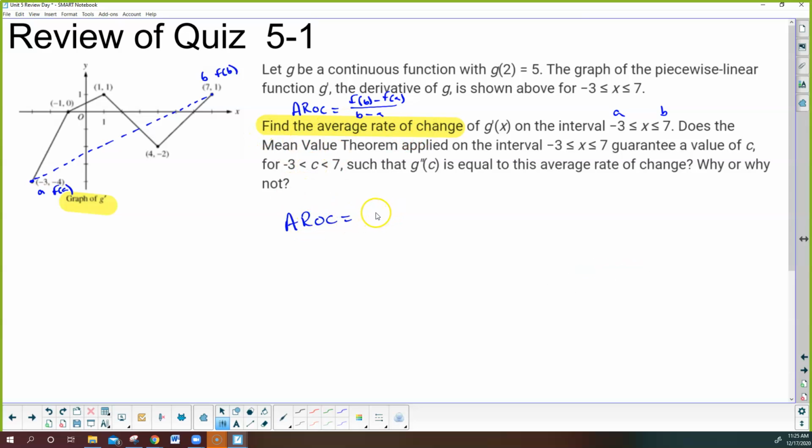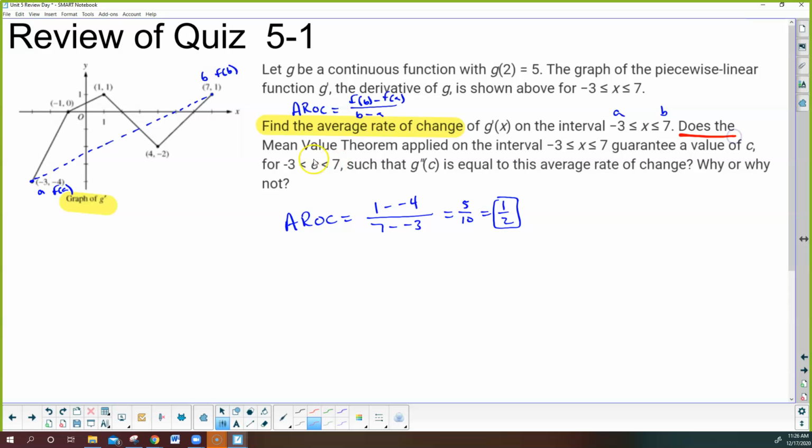If you didn't use the words average rate of change, they probably wouldn't give you credit. And what do we do? We take B minus A, so 7 minus -3. And then what is f of B? f of B is 1 minus f of A. All right? So it's just your slope. And then what do we get? We end up with 5/10, which reduces down to 1/2. So you got 1 point if you found the average rate of change. Okay, but the question isn't done here.